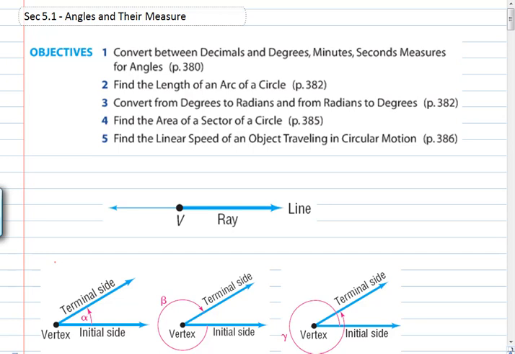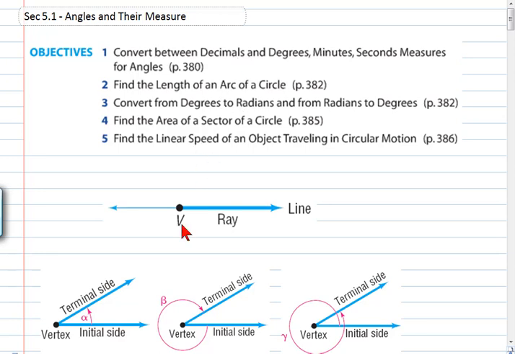So starting now at the beginning, we're going to be looking at angles and their measures. These are the objectives that we hope to have mastered by the end of this section. We're going to be converting between degrees and decimals, degree, minute, second measures, and all that good stuff, and finding the arc length, and you guys can read that.